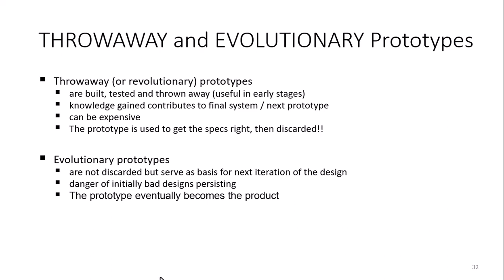But evolutionary prototypes are those that are not discarded but serve as a basis for the next iteration of the design. Danger of initially bad design persisting. The prototype eventually becomes the product, and that prototype is evolved over time. So then we take guidance from that updated prototype. So evolutionary prototypes are not discarded, but we do bring changes to those prototypes over the development life cycle.